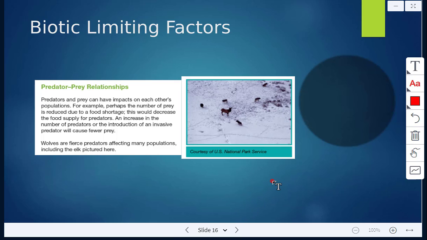All right, predator-prey relationships are part of biotic limiting factors. So predators and prey are going to have impacts on each other's populations. For example, if the number of prey is reduced, maybe because of a food shortage, this would also decrease the food supply for predators. An increase in the number of predators or the introduction of an invasive predator will also cause fewer prey species. Example here are wolves. They are fierce predators that affect many populations, including the elk, which is shown in this picture here.